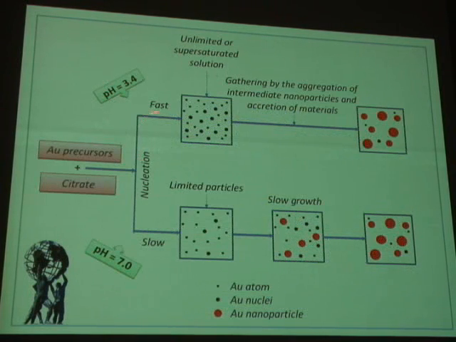And at a low pH, we have fast nucleation to make unlimited particles with very small size. After that, the very small nanoparticles attach by random attachment and aggregation to make the particle. In another way, at pH about 7, with slow nucleation, we have limited particles, and then the particles slowly grow to make the final particle in bigger size.